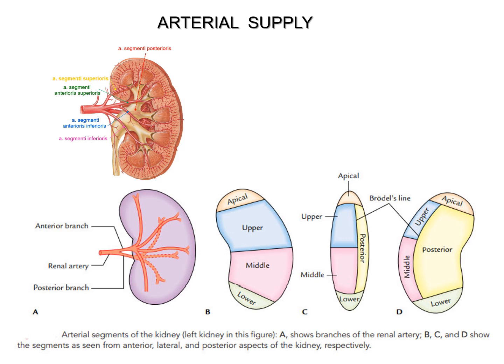The anterior division supplies apical, upper, middle, and lower segments, while posterior division supplies only posterior segment. The branches supplying the segments are called segmental arteries. The anterior segmental arteries are usually larger than the posterior. On the basis of distribution of major branches of the renal artery, each kidney is anatomically divided into 5 vascular segments. Each segment has its own artery, and between the segments there is no anastomosis.